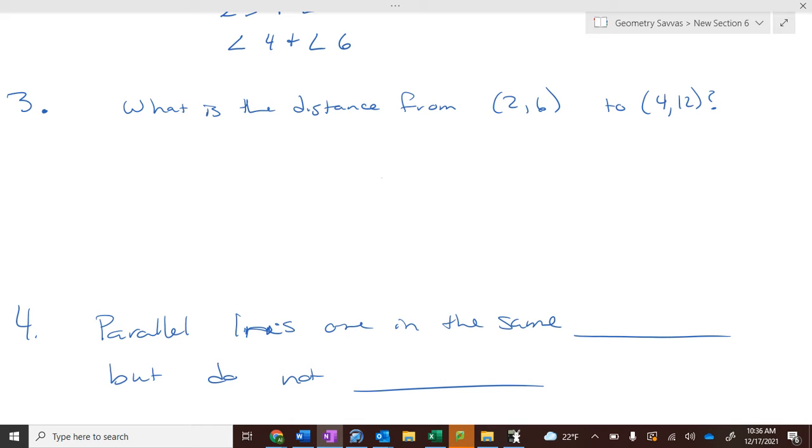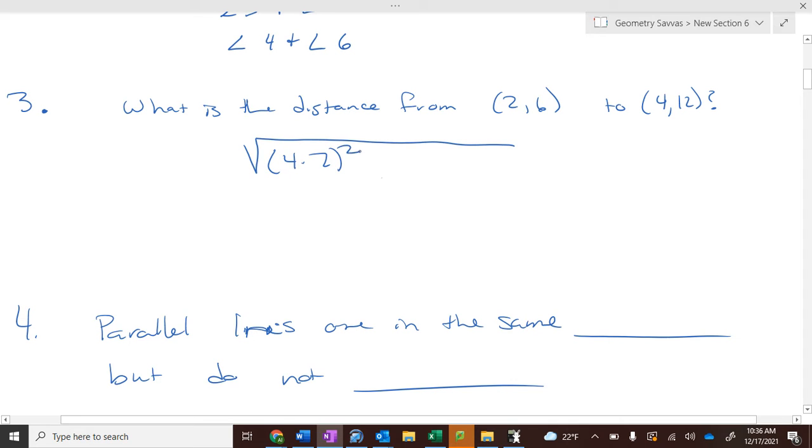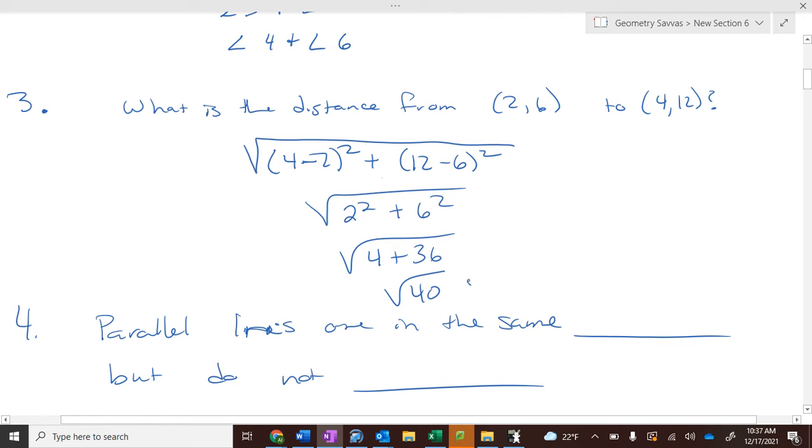What is the distance from 2,6 to 4,12? Distance formula. You subtract the 2 x's and square it, and then you subtract the 2 y's and square it. So it's 2 squared plus 6 squared, which is 4 plus 36, which is the square root of 40. Then on your calculator, round it.